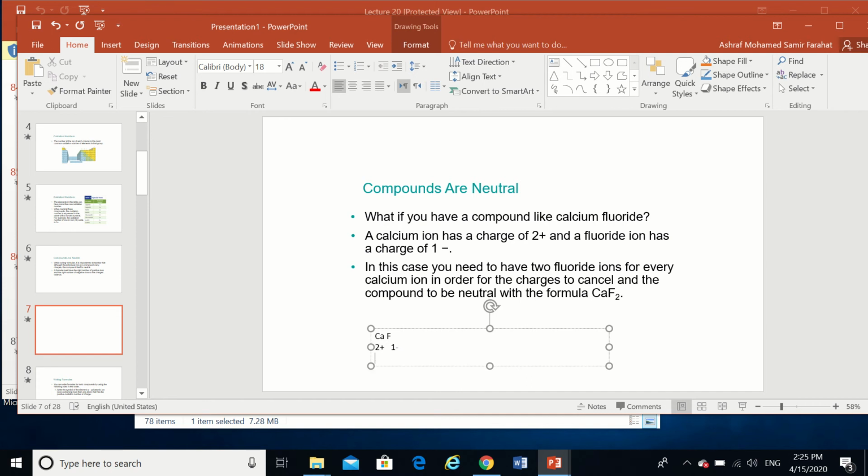Then the last step is I just need to switch these two numbers. So the 2 will go with the F and the 1 will go with the Ca. So it becomes CaF2. Now remember, you do not write the negative and you do not write the 1. So it becomes CaF2.